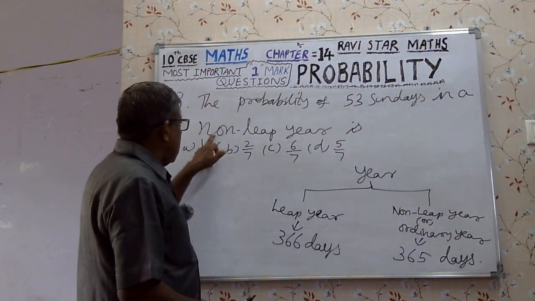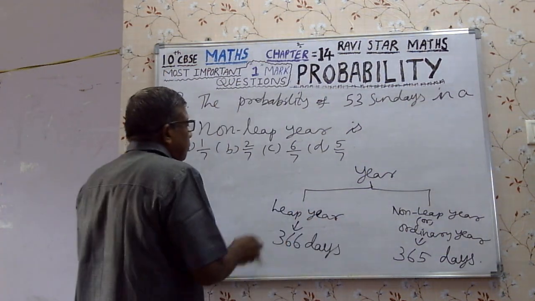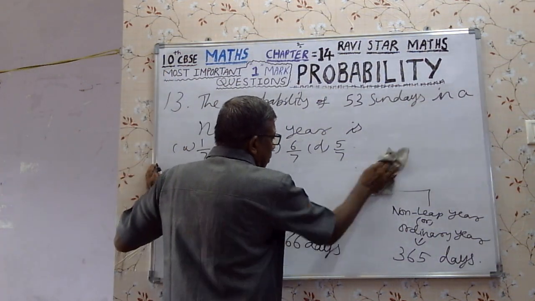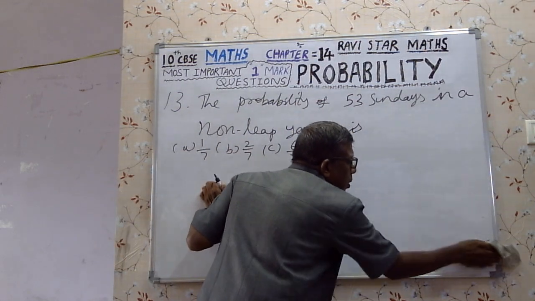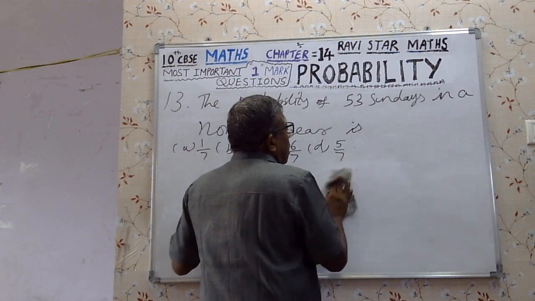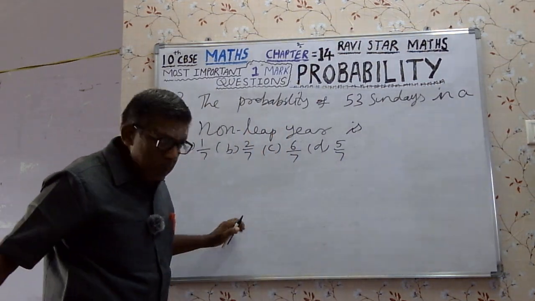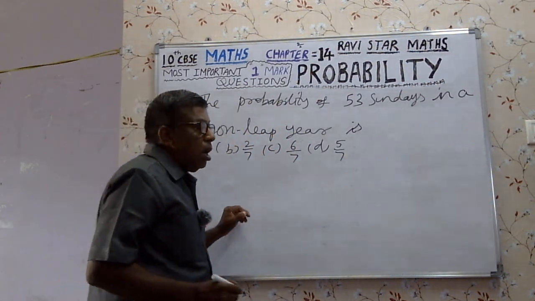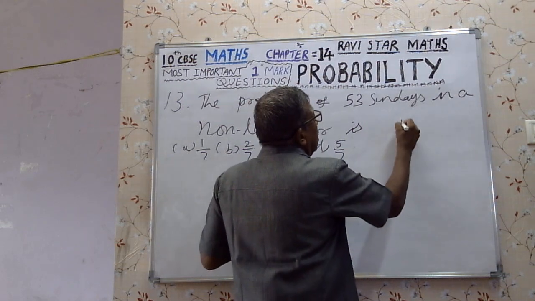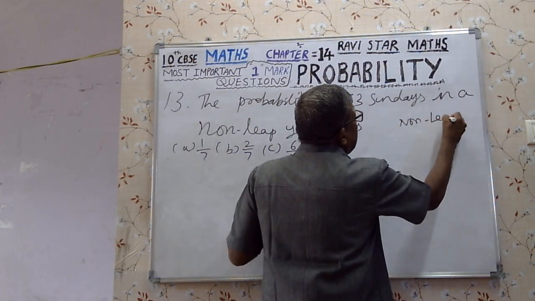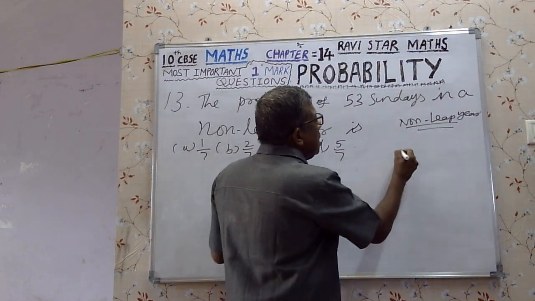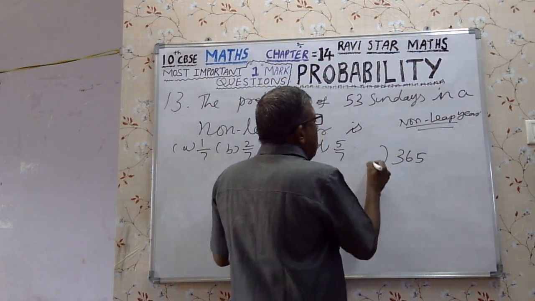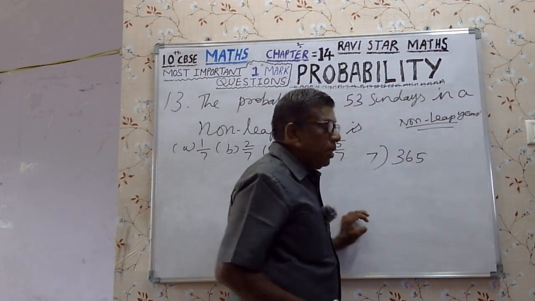Now, our question is about the non-leap year. We are going to focus on the non-leap year. A non-leap year contains 365 days. I am going to find out how many weeks are there.